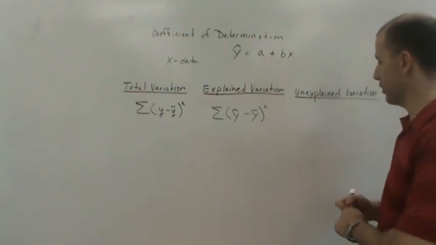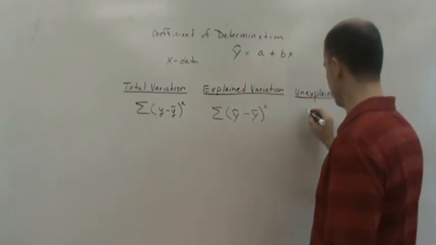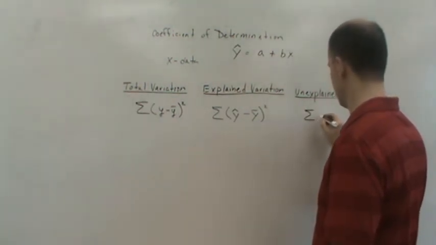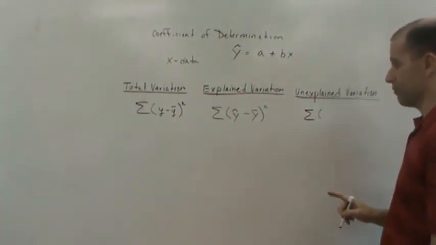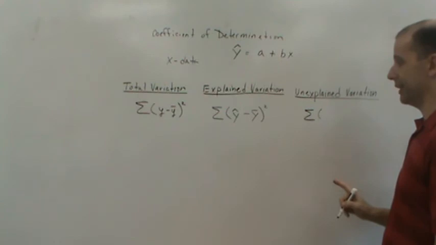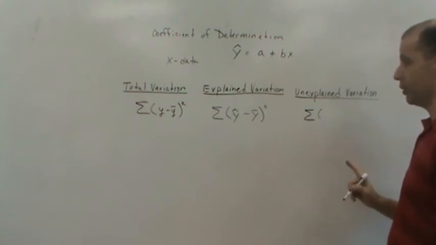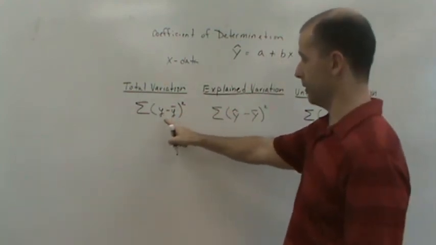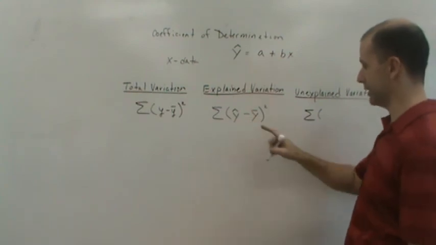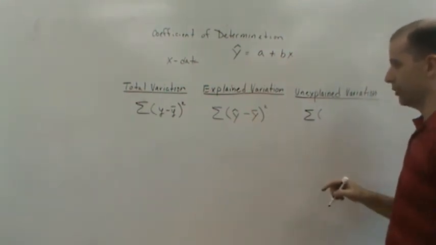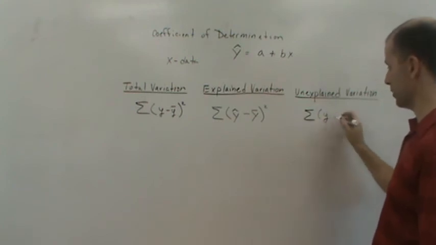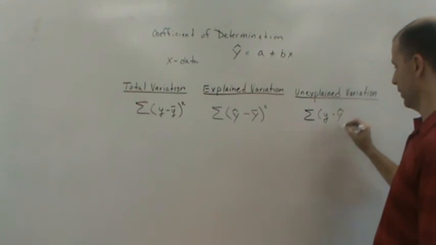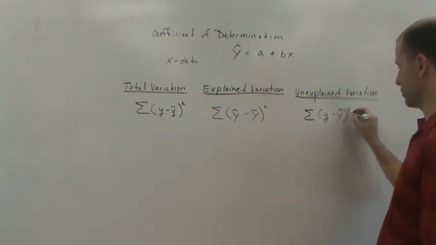Okay, so now this is going to be the sum of the values from where? Well, this is going to be the difference between what two values? It's going to be the observed value and the predicted value. So it's going to be the difference between our observed value and y hat, the predicted value, squared.